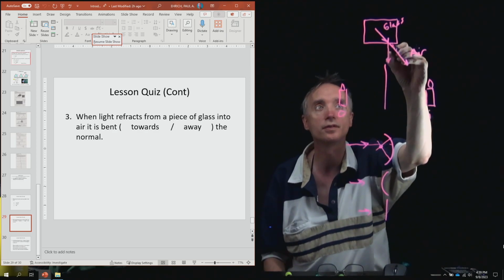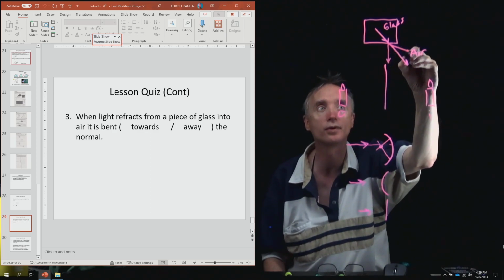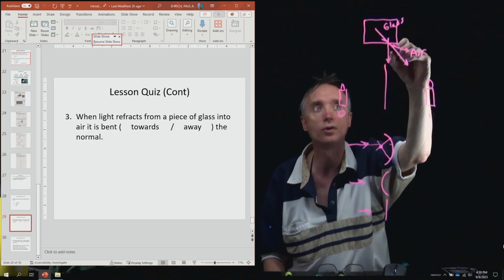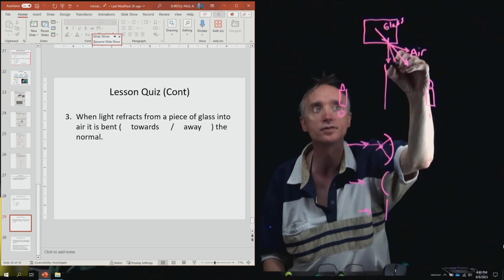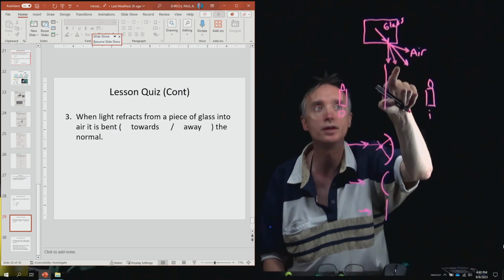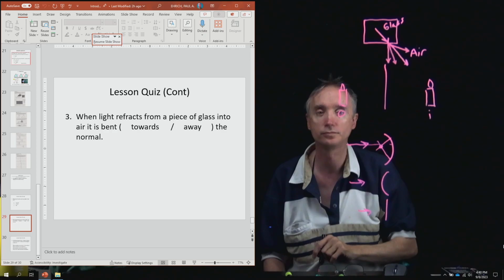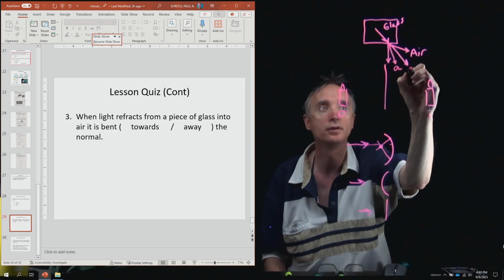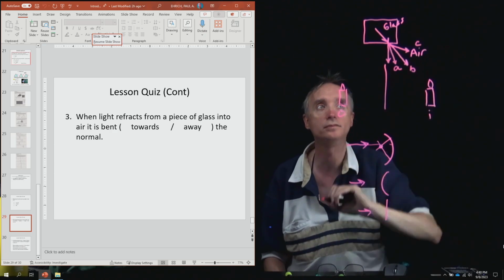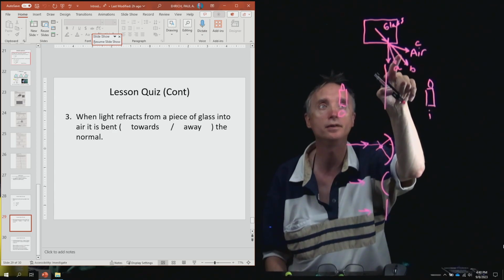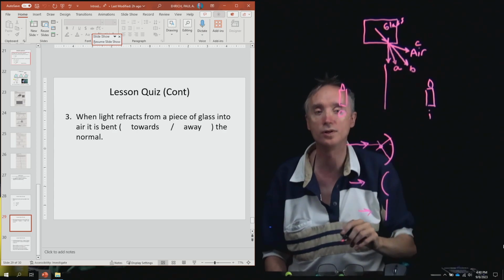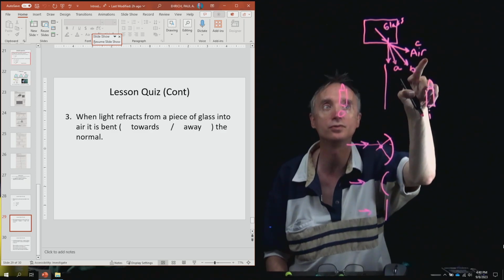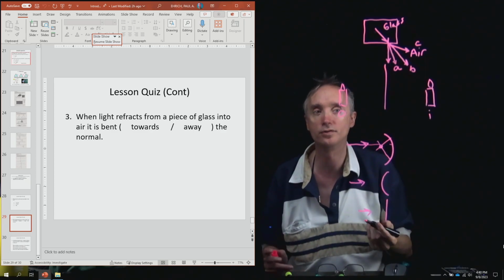So is the light going to be bent in this direction? That's going to be away from the normal. Or is the light going to be bent in this direction, meaning it's going to be bent towards the normal? On an exam, I could go A, B, and then C: arrow A, arrow B, arrow C. Which direction will light go if it's going from glass into air? All right, how are we going to do this?